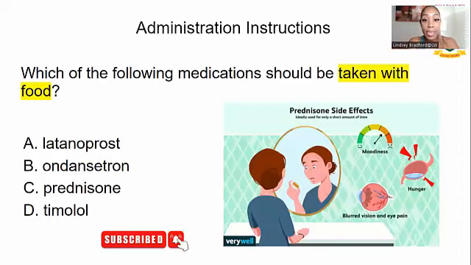Prednisone is a steroid, and so it can cause weight gain and moody behavior and hunger, because you are hungry, so you're gaining weight, right? So you definitely want to make sure you are familiar with these different types of drugs.